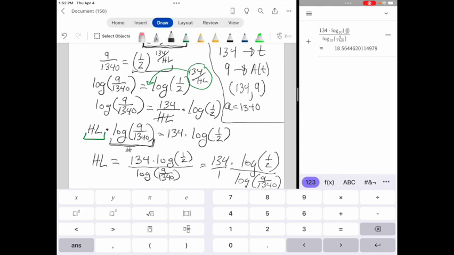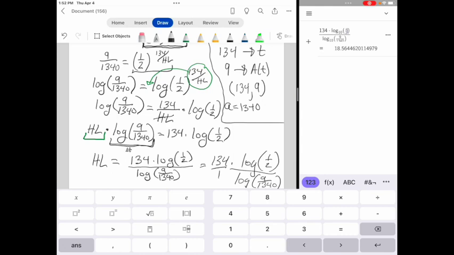So according to our GeoGebra calculator, our answer is going to be 18.56446. Now the question says to round to the nearest minute, so we just want a whole number. So our final answer when we round that would be 19 minutes. So that means the half-life of this bacteria, when it's exposed to the antibiotic, is 19 minutes.